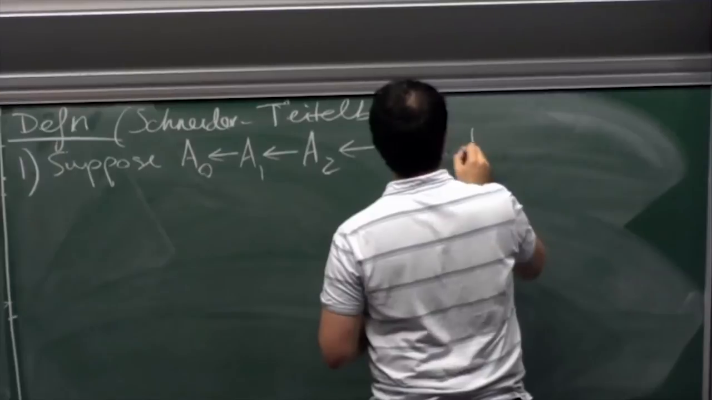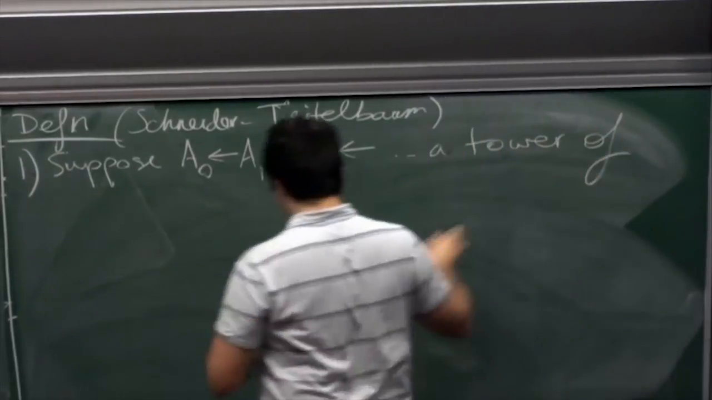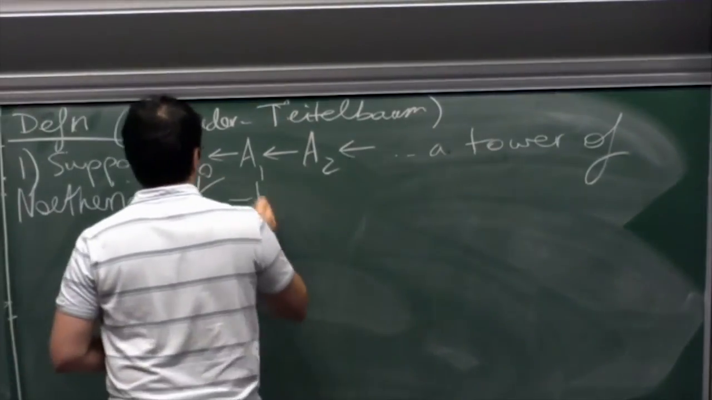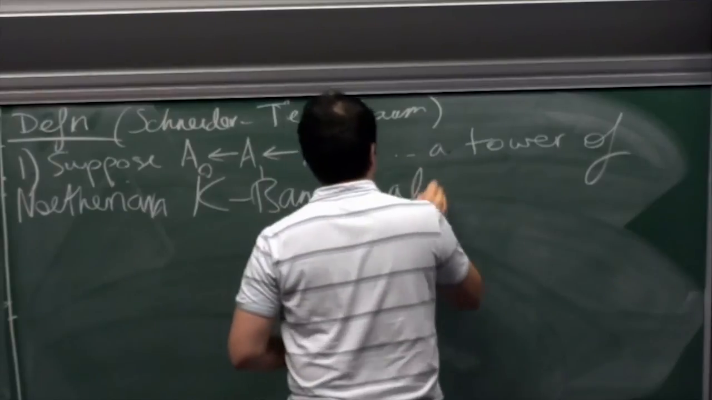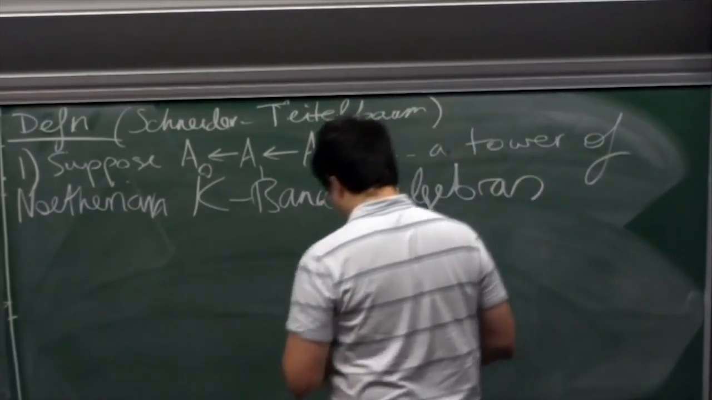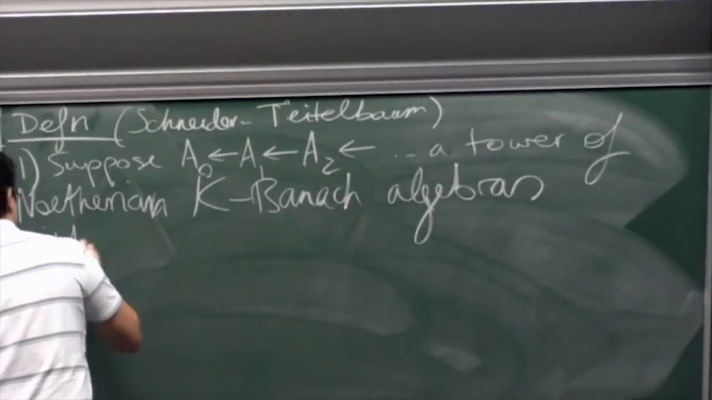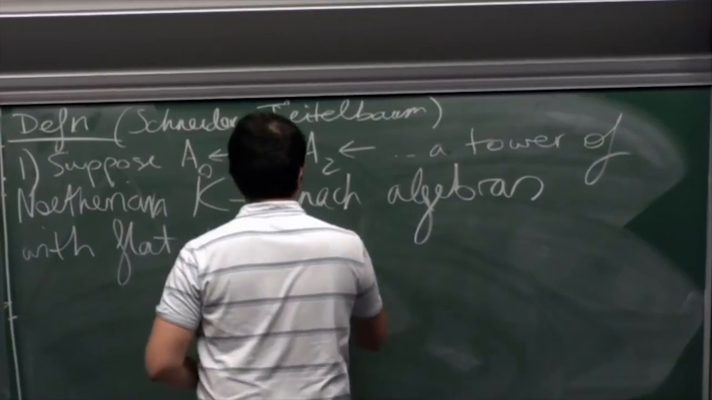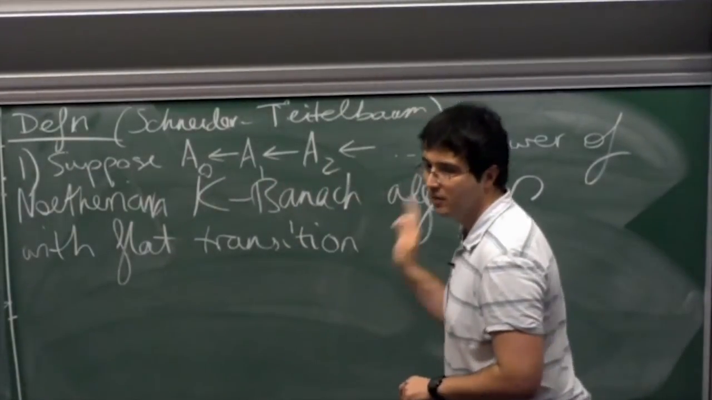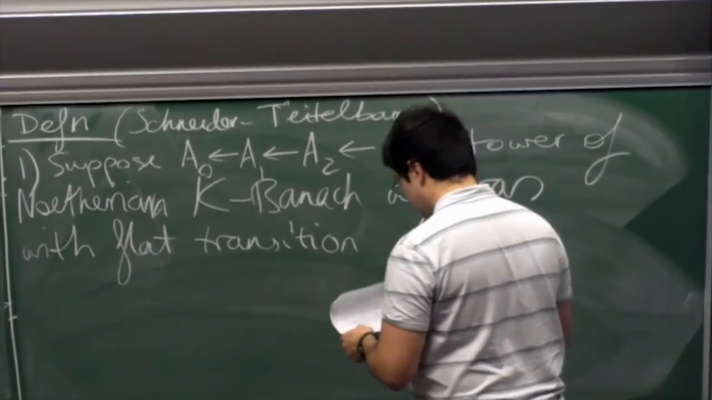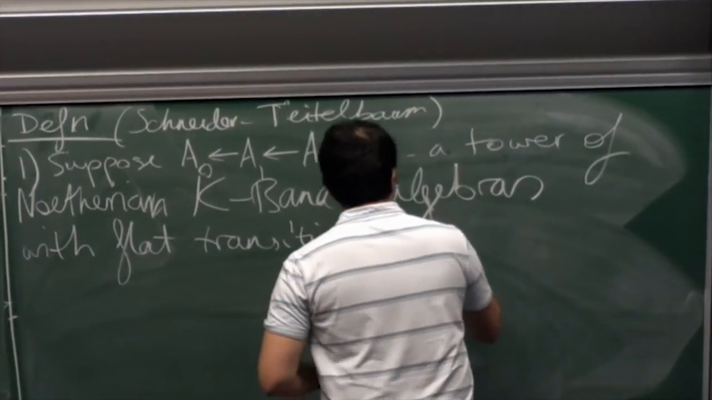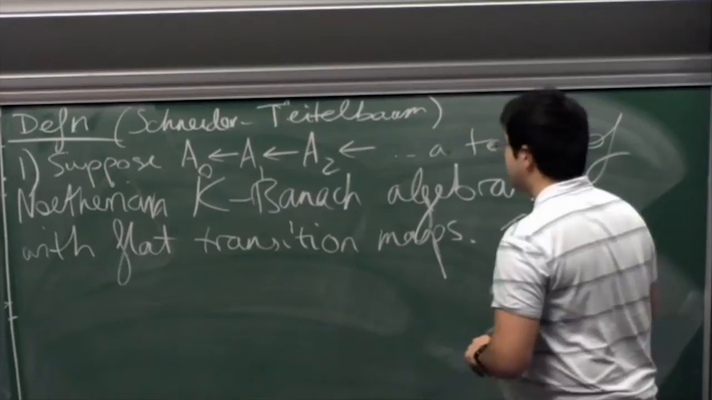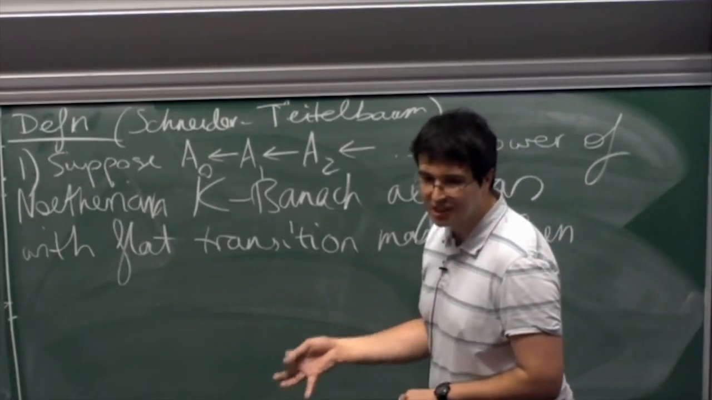Suppose we have a tower of Noetherian K-Banach algebras with, I'm going to be sloppy and say, flat transition maps. I think the definition only needs one side, maybe on the right, but in all cases I know it will be true on both sides. Suppose you have such a situation, then you can take the inverse limit, and then the definition is that the inverse limit is an example of a Frechet-Stein algebra.